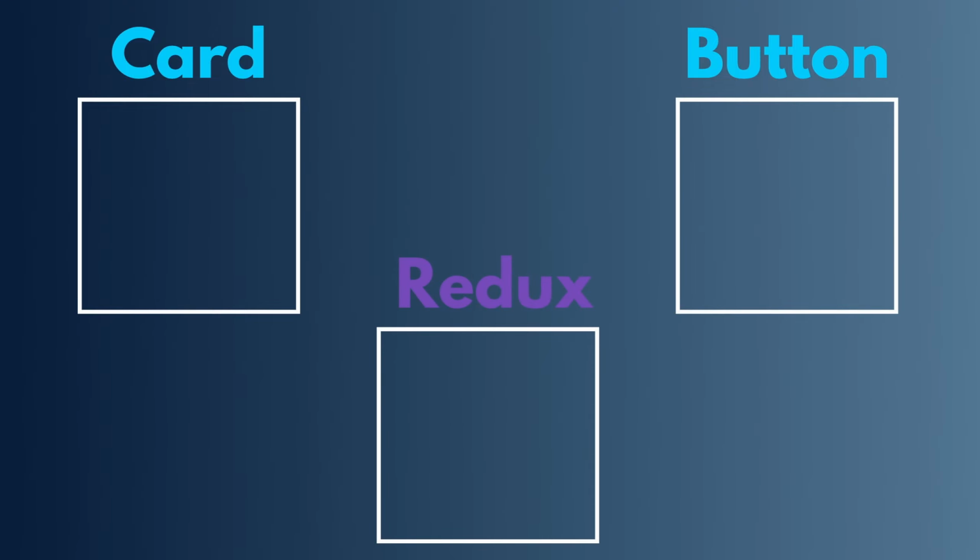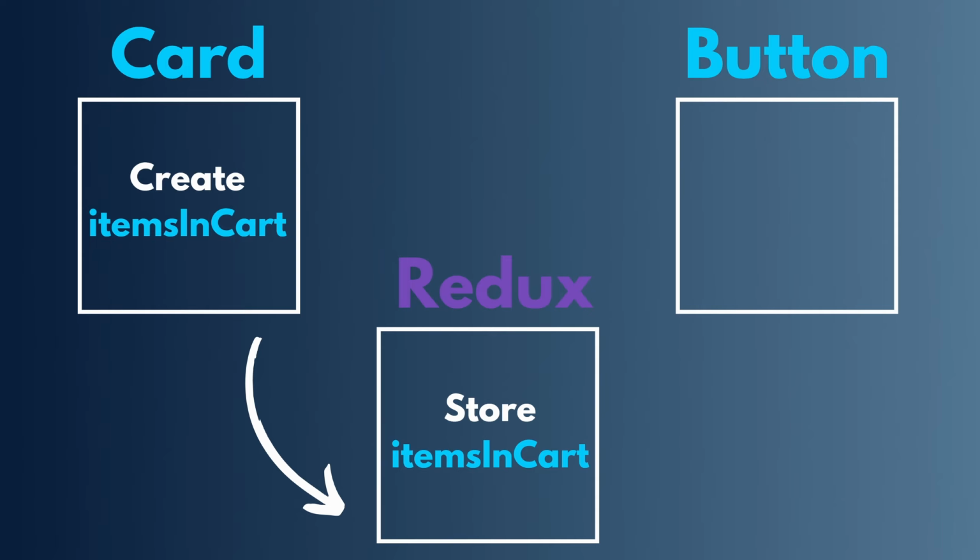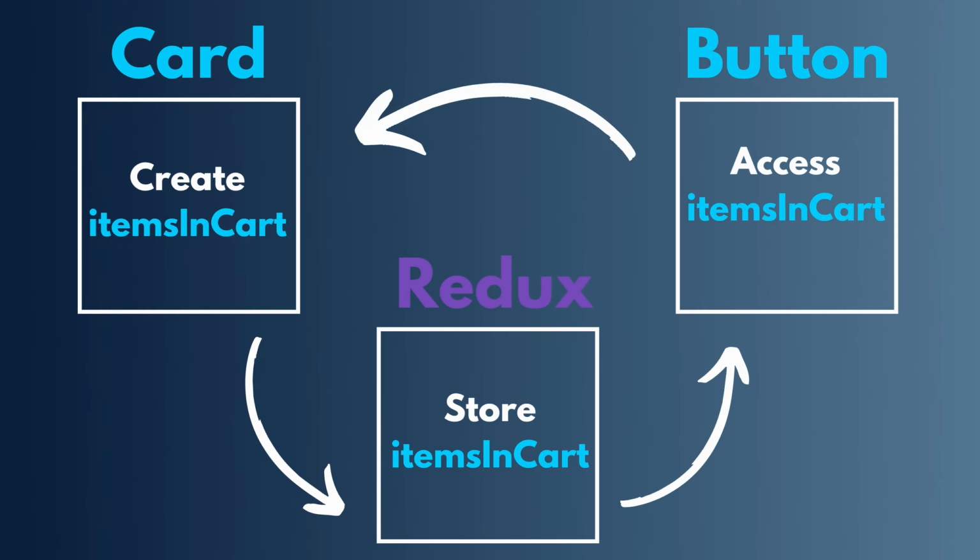If I want an items in cart variable in one component that I can access in another component, I can create it in one, add it to the global Redux store, and then in any other component I can readily access the global store and then access items in cart. Now data flow is simple and easy instead of having to use props everywhere to communicate.